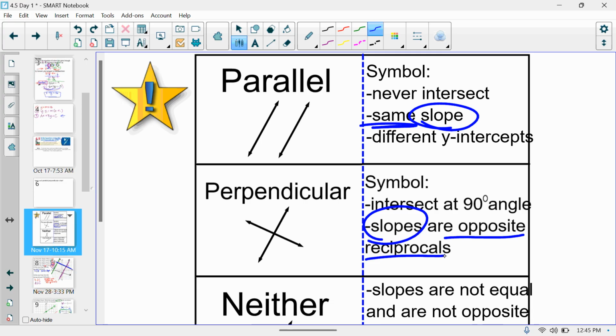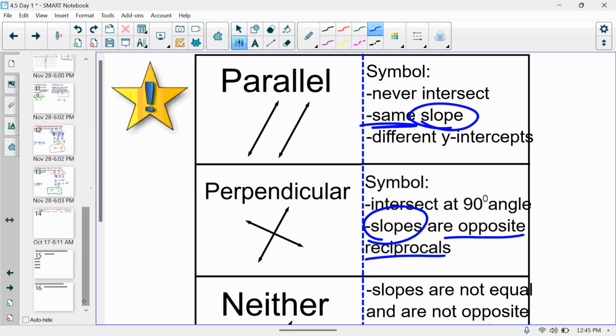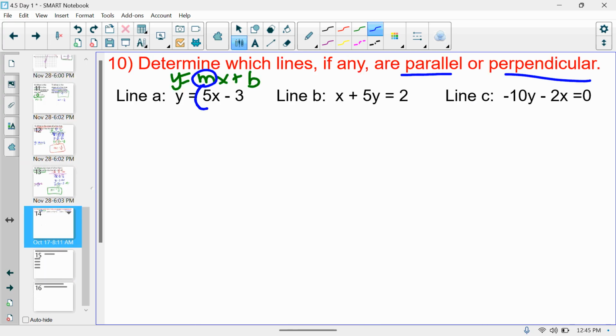Okay? So we have to have them in slope-intercept form. This one already is, so we know that the slope of this one is 5. We maybe should write it as a fraction because, again, some of the questions like parallel and perpendicular, for perpendicular, we're going to be thinking about opposite reciprocals.